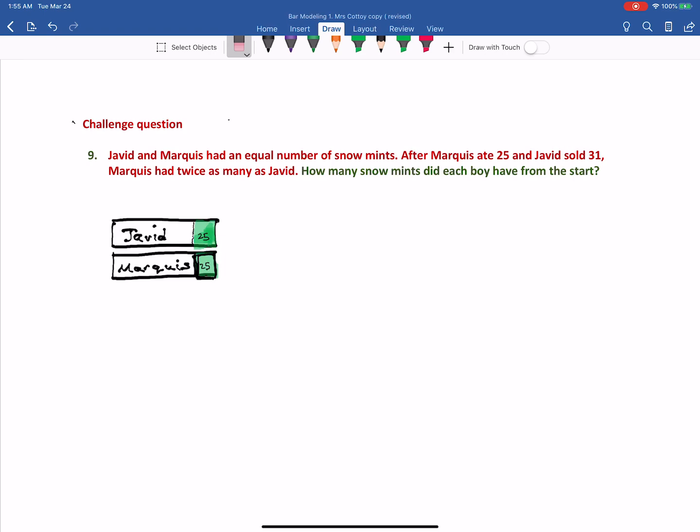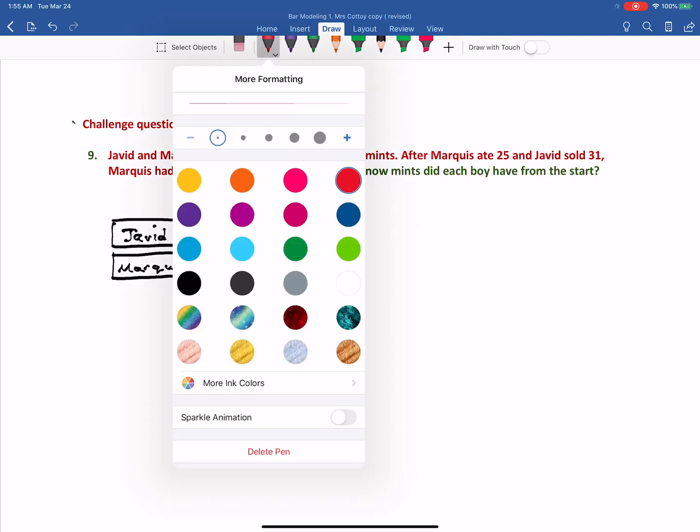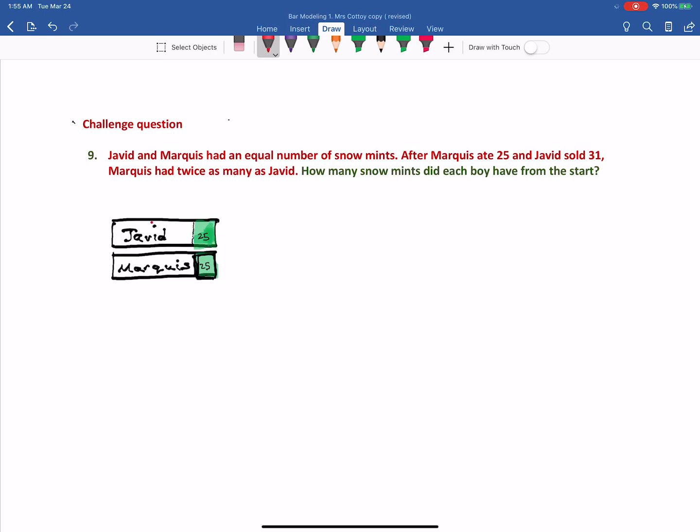right? So let's make sure we are sure of this part. This part is accurate. Javid must have half the number Marquis has. Marquis must have twice the number that Javid has. I'm going to change my color here. Right. So now this is what Javid remains with. This is what Marquis remains with. So Marquis's is twice Javid's.